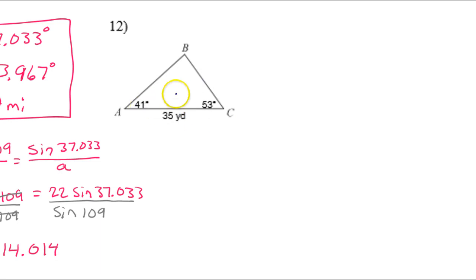Problem number 12. We are missing angle B, so we're going to need to find the measure of angle B. And we are missing side C, so we'll need to find that. And we are missing side A. So these are the three pieces of information that we will need to find.